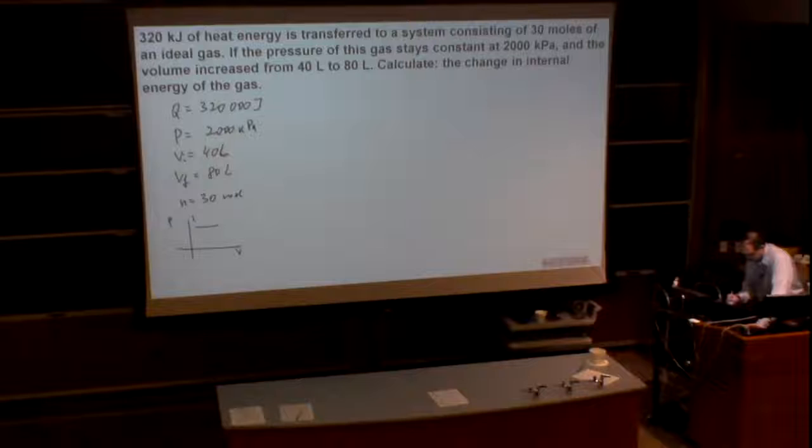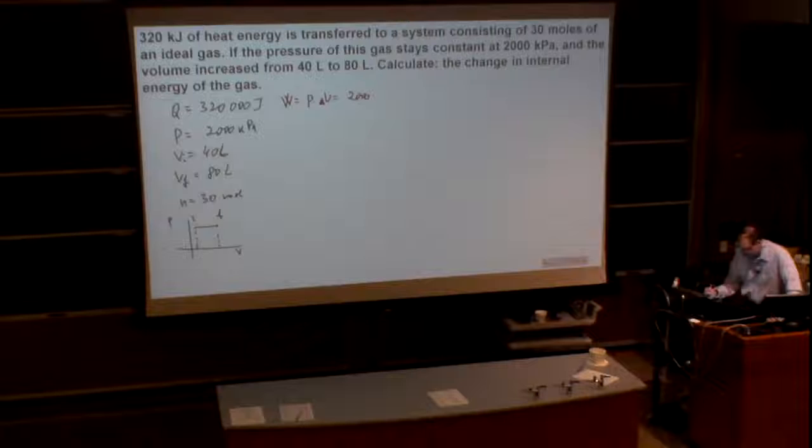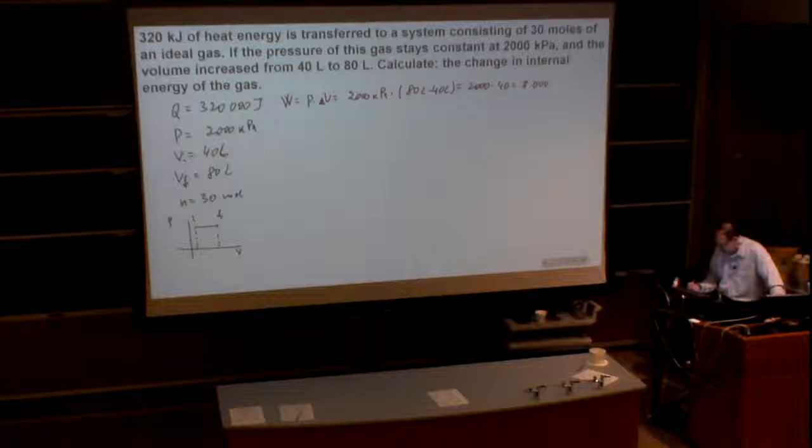And actually, even though we didn't ask, we can calculate the work, right? Because we know pressure, we know initial volume, final volume. So the work will be equal to P times delta V, which is 2,000 kilopascals times 80 liters minus 40 liters, which will be equal to 2,000 times 40, 80,000 joules.